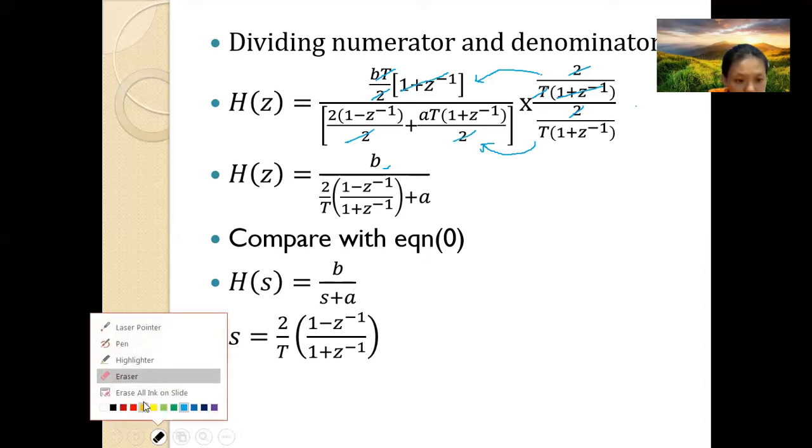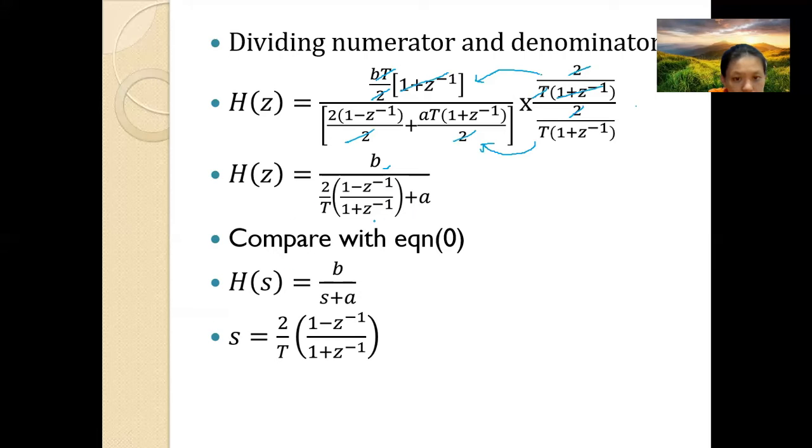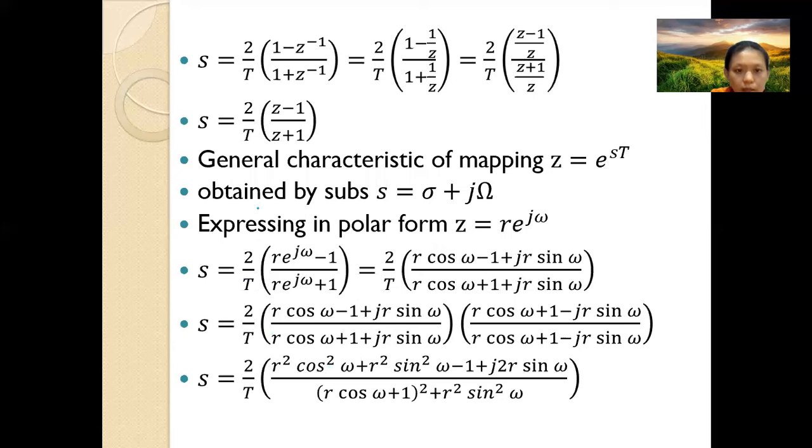And now we know that this is our s. So our s is equal to 2 divided by t multiplied with 1 minus z minus 1, divided by 1 plus z minus 1. We can simplify this s by converting this z minus 1 to 1 over z, and then we can simplify it to 2 divided by t, z minus 1 divided by z plus 1.